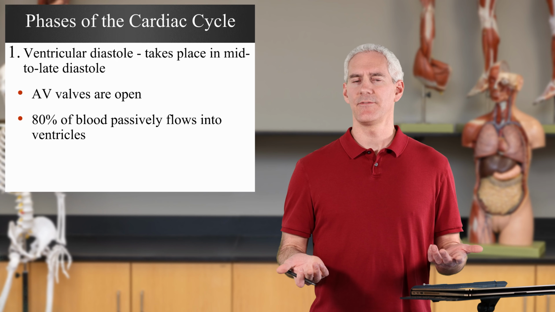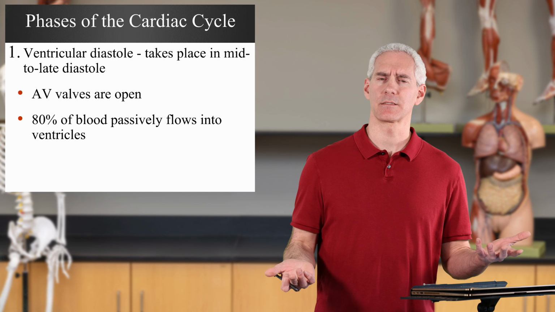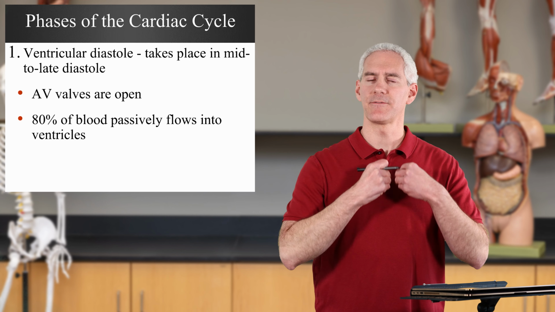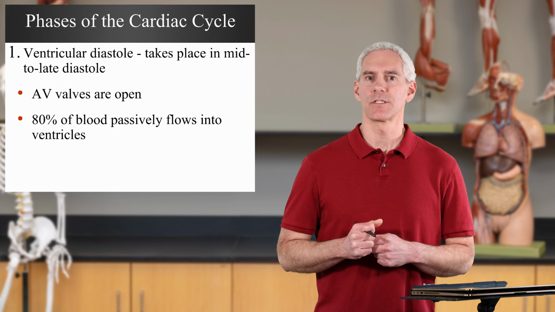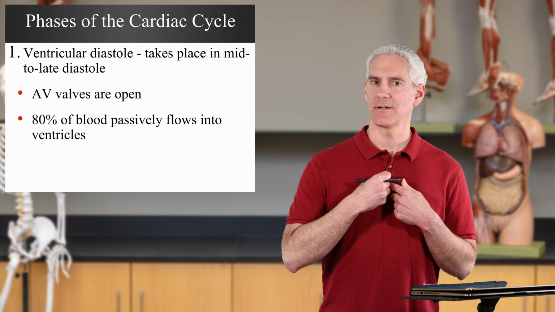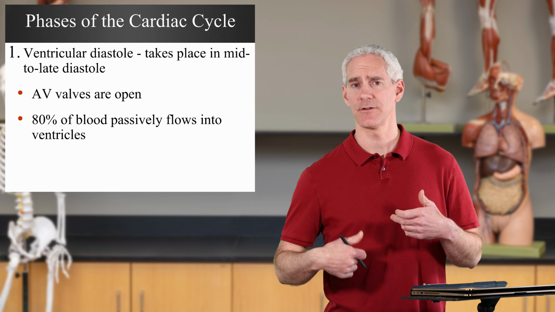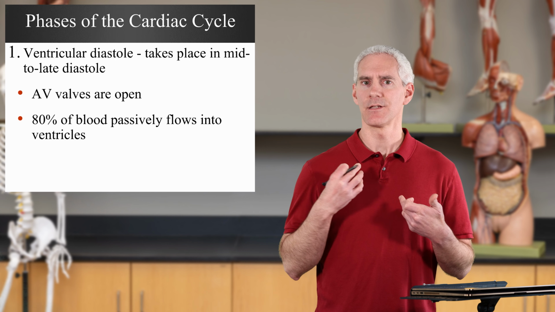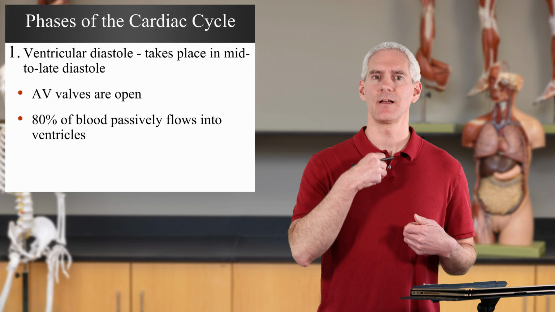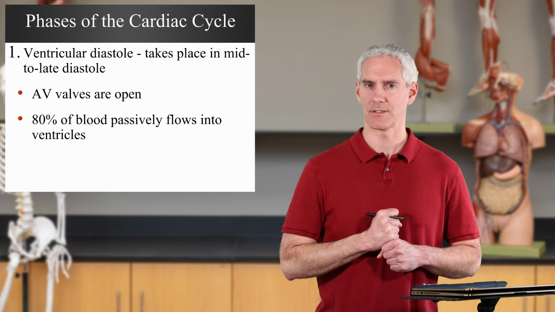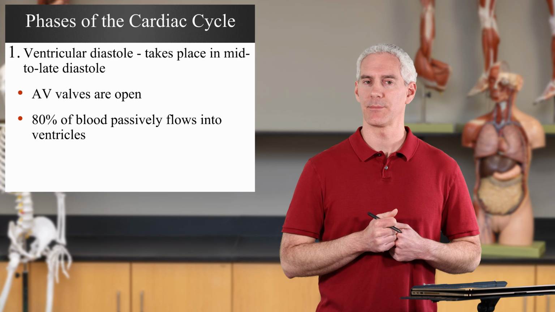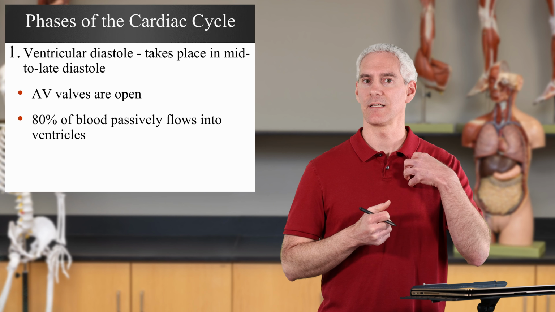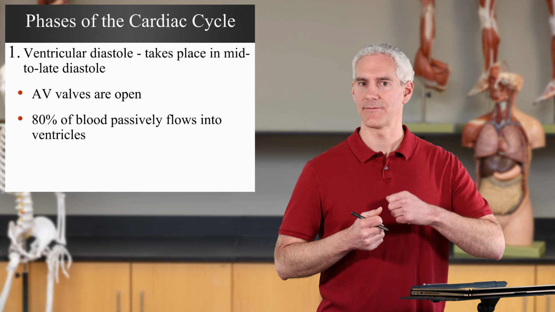During this point, AV valves are open. So the tricuspid and bicuspid valves are open. Blood is simply flowing through. It's not stopping in the atria. So it's pouring into the right atrium from the superior vena cava, the inferior vena cava, and the coronary sinus, goes into the right atrium and just goes down to the right ventricle. The left atrium is getting blood back from the right and left pulmonary veins, goes into the left atrium and just down to the left ventricle.